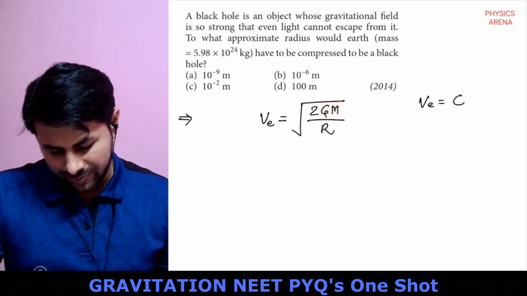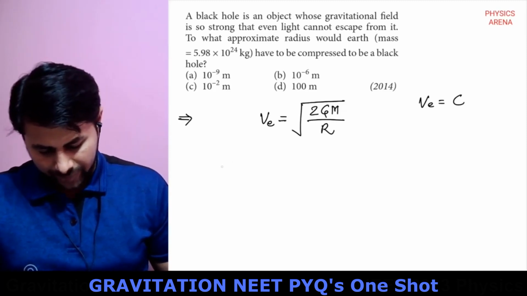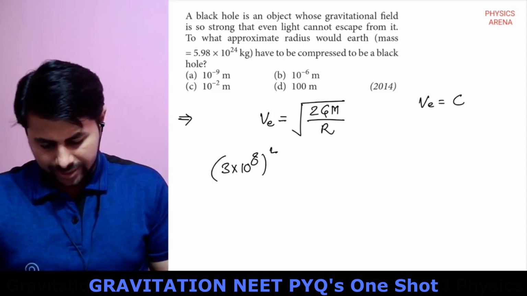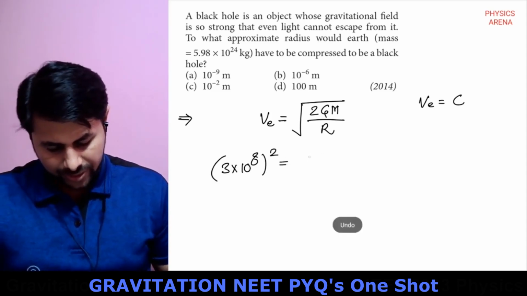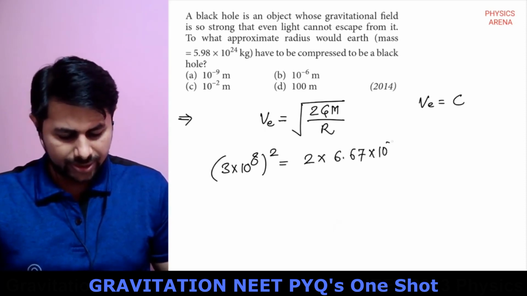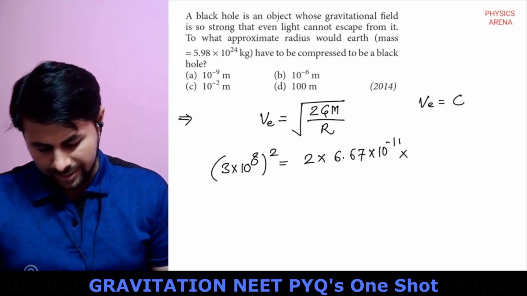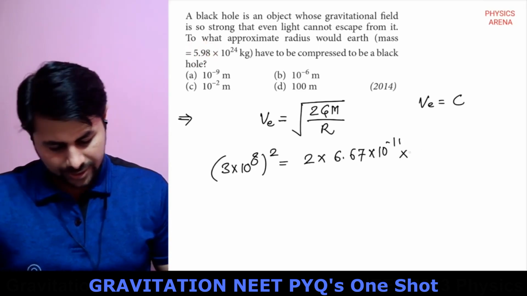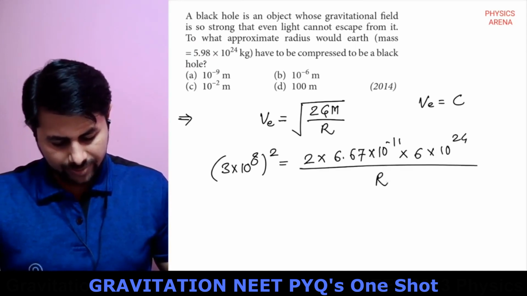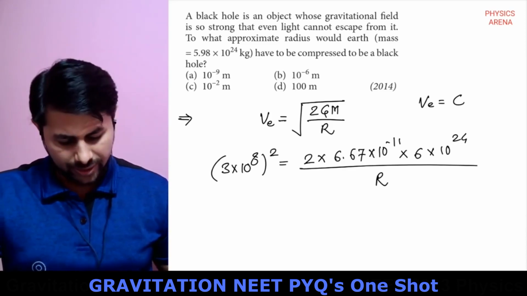Oh, all these values and solve it. Okay. So it is 3 multiplied by 10 raised to 8, and we'll take the square of that, is equal to 2 times 6.67 multiplied by 10 raised to minus 11, the value of G, multiplied by 6 multiplied by 10 raised to 24 divided by R. Okay, they are asking us about R only.